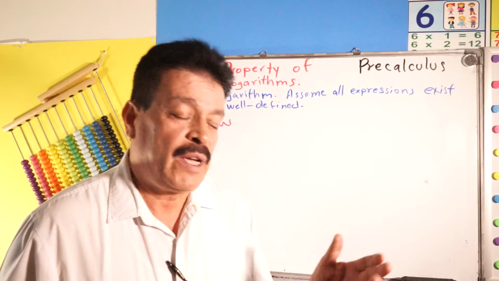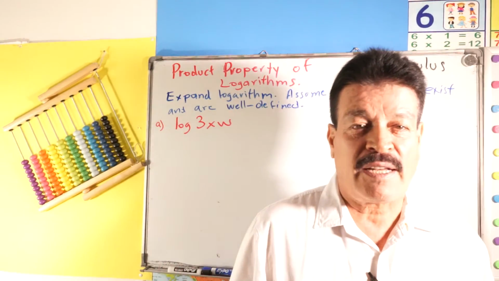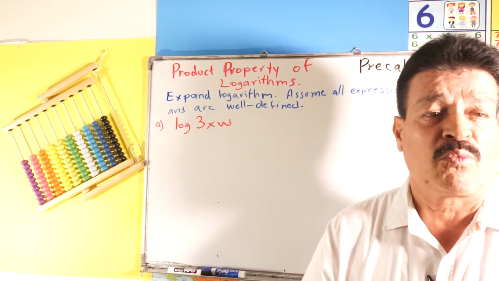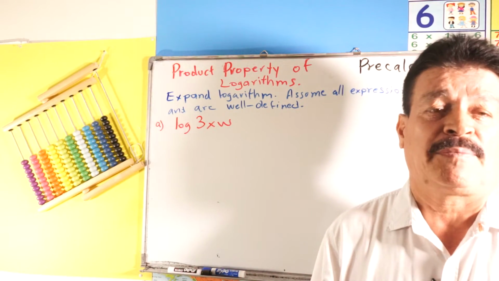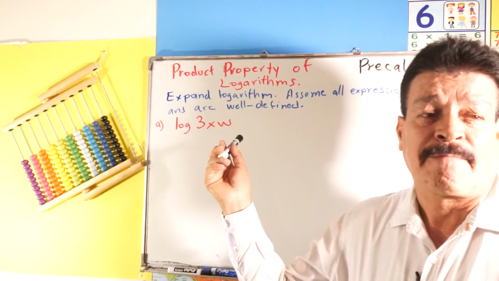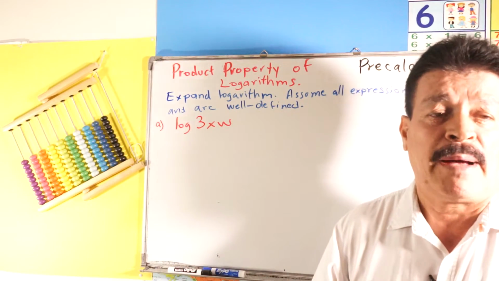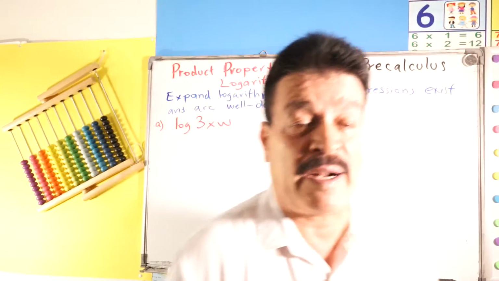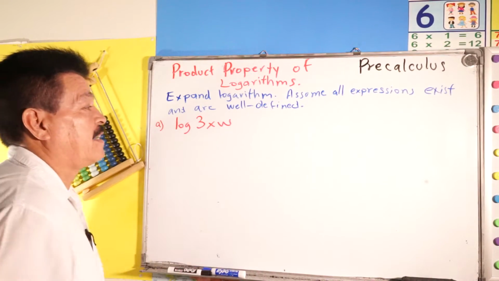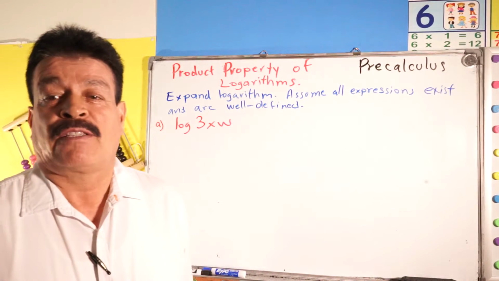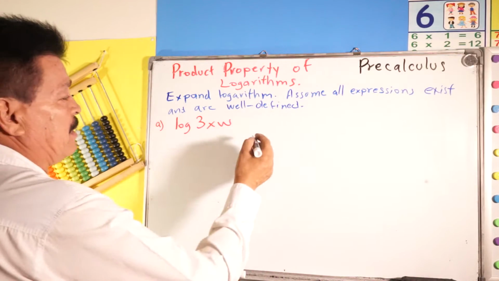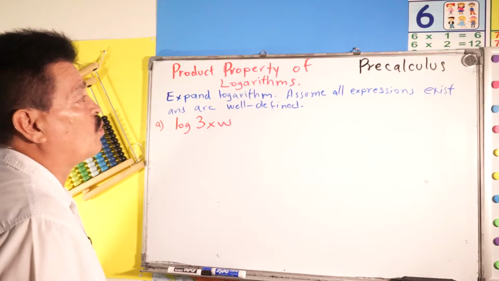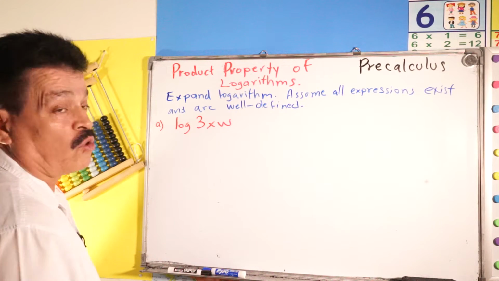We have to write our answer as a sum or a difference of common logarithms, or multiples of common logarithms. The inside of each logarithm must be a distinct constant or variable, of the log 3xw. All right. So remember this: the properties. I would like to write the properties.